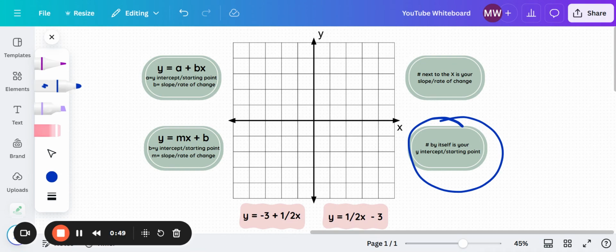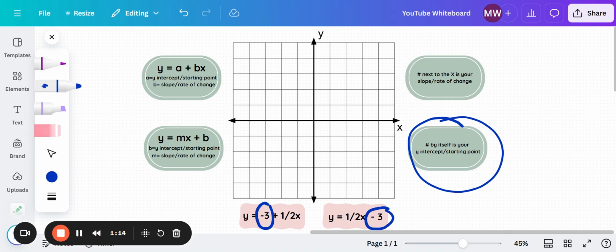If we look at this first equation, y equals -3 plus 1/2 x, our -3 is the number that's all by itself, and that tells us the y-intercept. If we look at the next equation, y equals 1/2 x minus 3, same thing. That 3 is by itself, and since it is a minus 3, that tells us it is a -3.